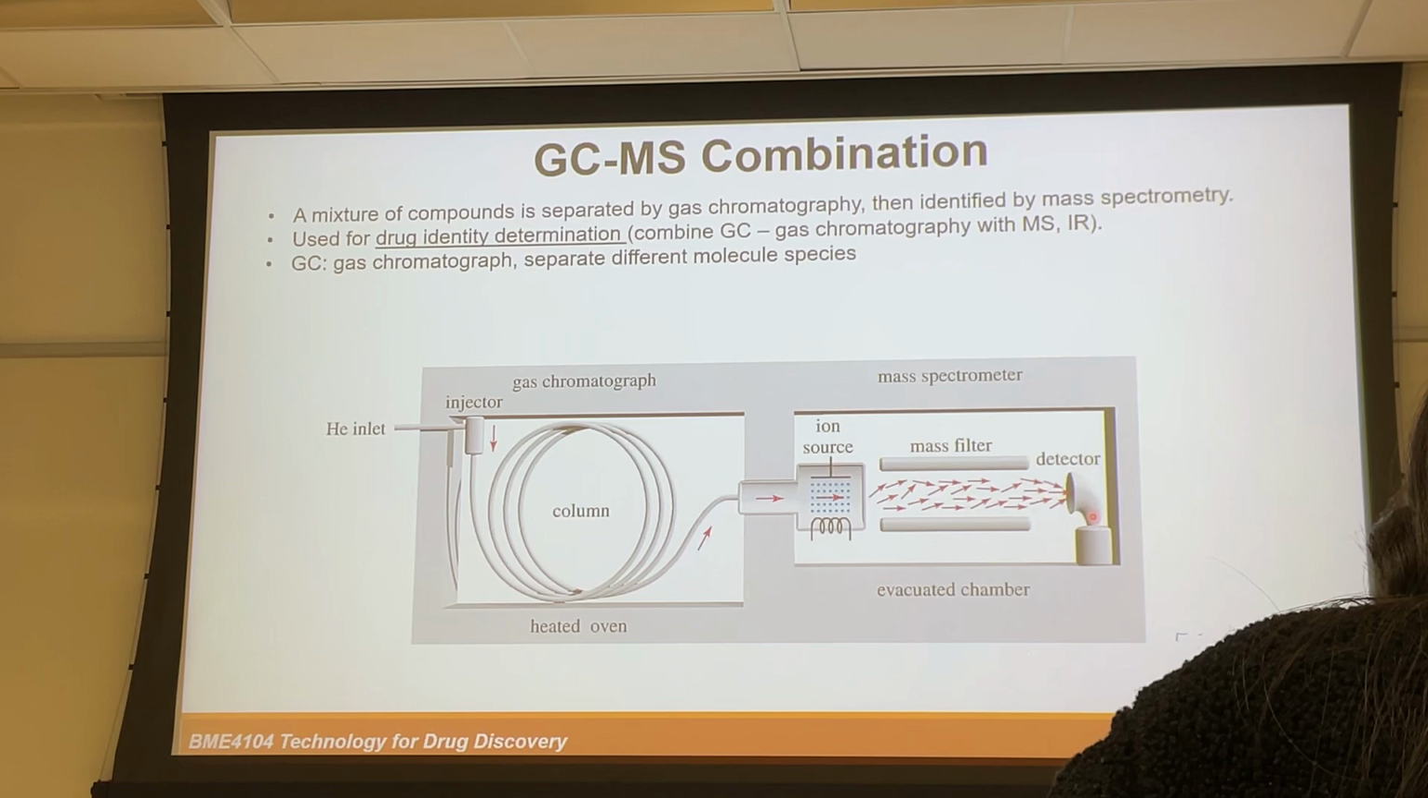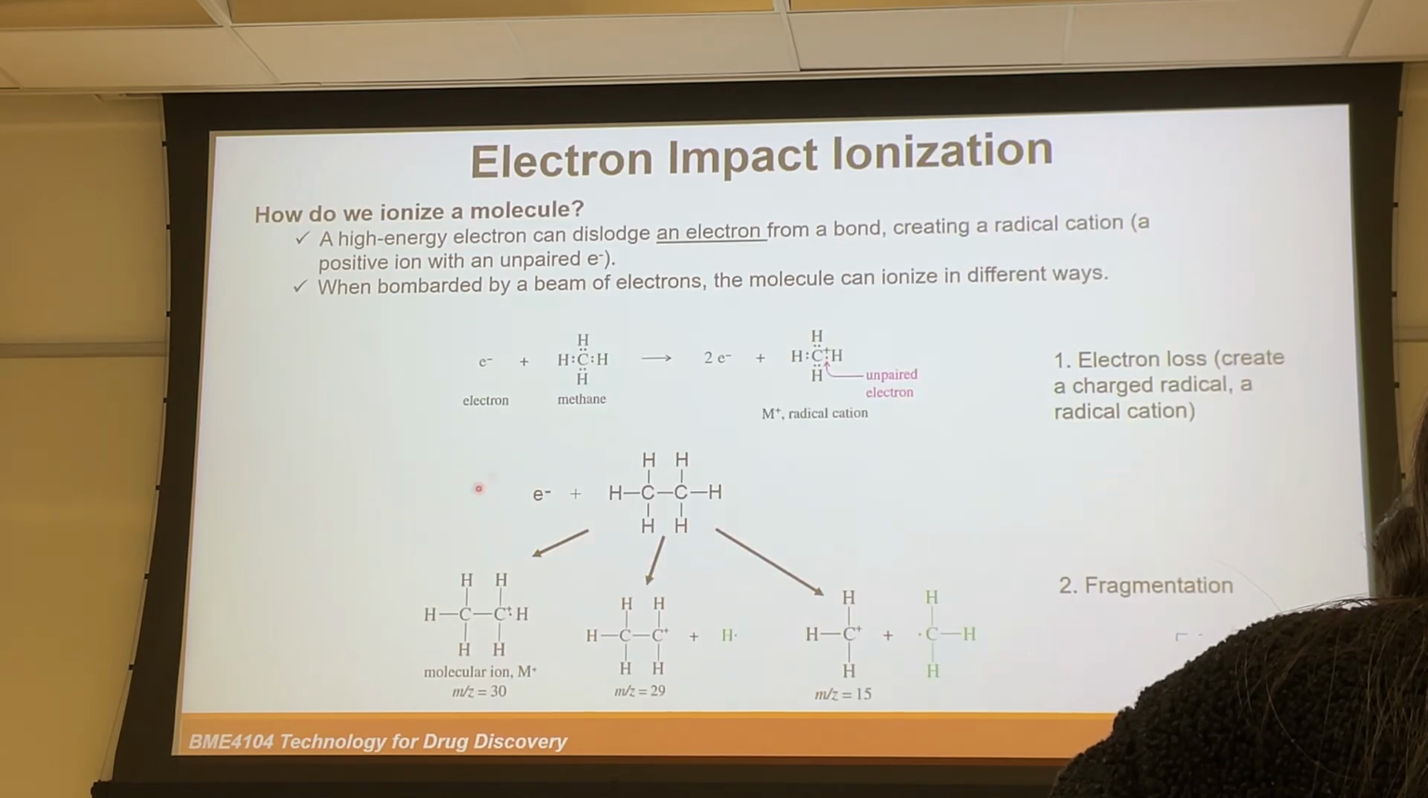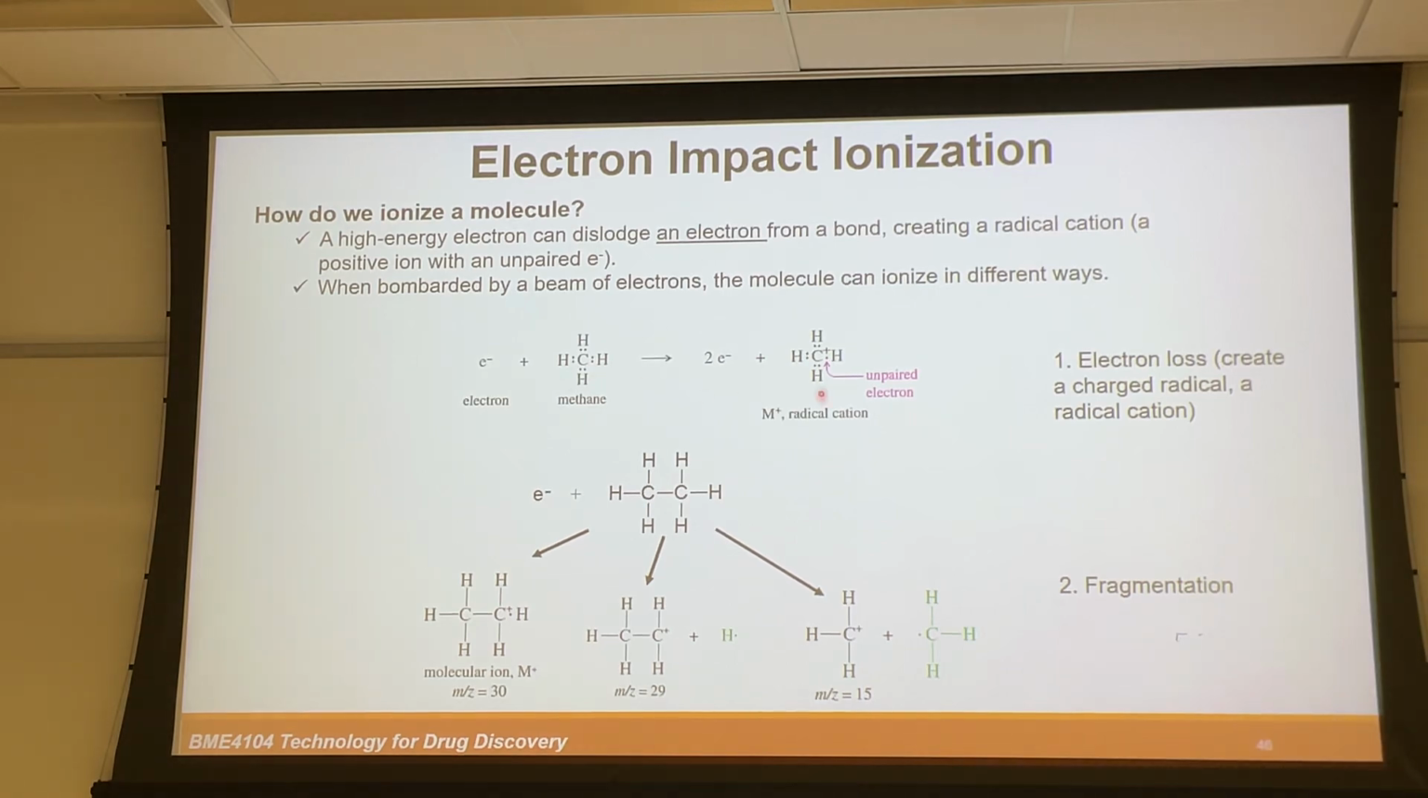Okay, so that is on the equipment side. Here is how it works on the molecular level. How do we ionize the molecule? The simplest example we can have is a methane molecule, CH4. When this high energy electron beam hits the methane molecule, it will break some of the bonds, and the molecule can break apart in many different ways. One way is that it may lose an electron, which is the simplest way it can break up, and the rest of it remains intact.